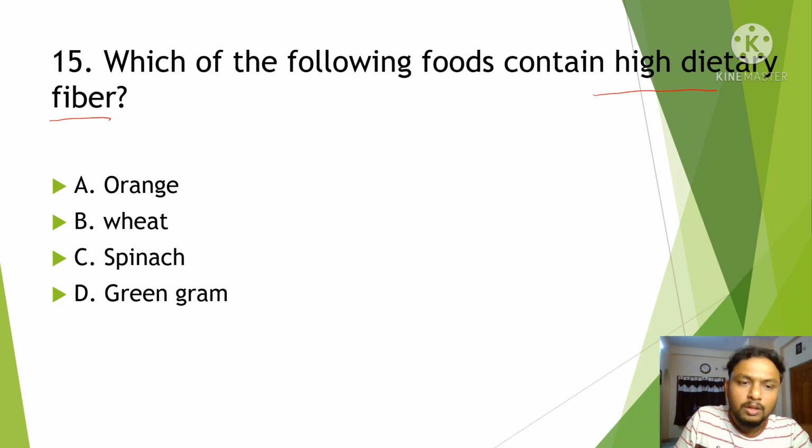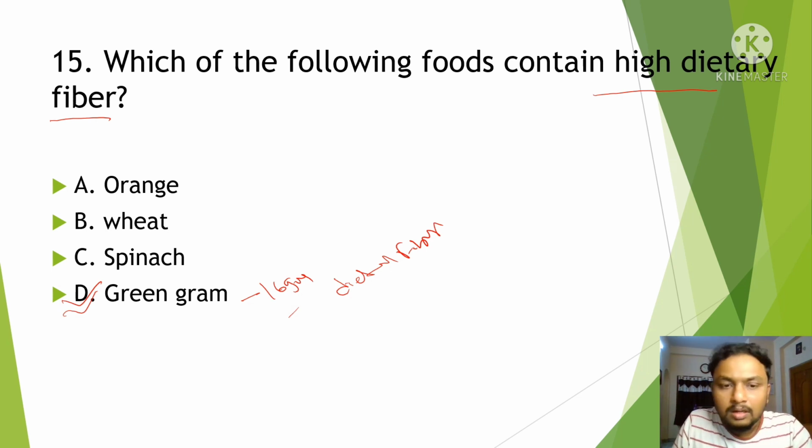Which of the following foods contain high dietary fiber? Orange, wheat, spinach, and green gram. Orange is a fruit, wheat, spinach, green gram. So what is your option? Your option answer is green gram. Green gram contains almost 16 grams of dietary fiber, the highest of all these options. Okay, that is your answer.